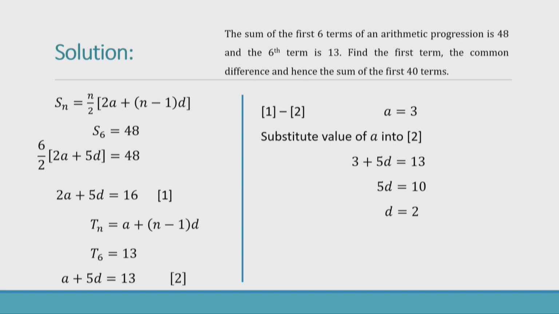Now I need to find the sum of the first 40 terms, that is S40. So I replace n by 40, a by 3, and d by 2 in the formula for Sn, and this will give me S40 to be equal to 1680.